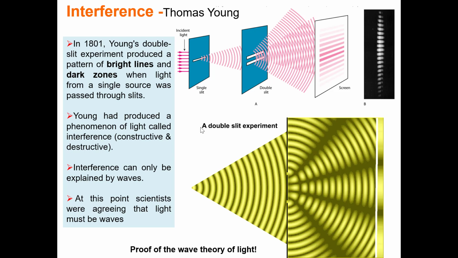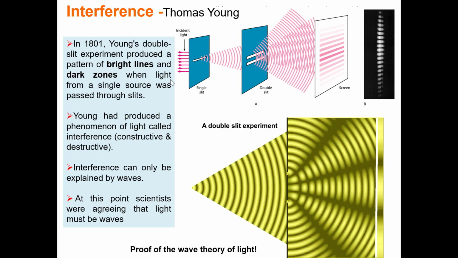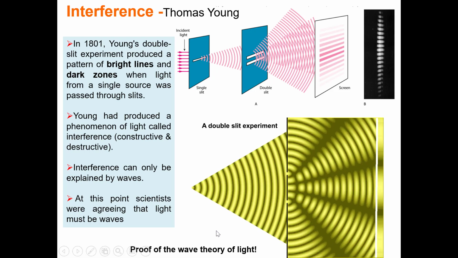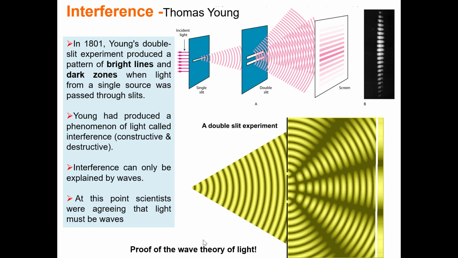In the 1800s, Thomas Young conducted the experiment called the double slit experiment that proved the wave theory of light. In his experiment, he produced a pattern of bright lines and dark zones. This happened because light produced the phenomenon called interference. The bright zones correspond to constructive interference, and the dark zones correspond to destructive interference. This phenomenon can be explained only if light is a wave. And at this point, the scientists agreed that light must be a wave.